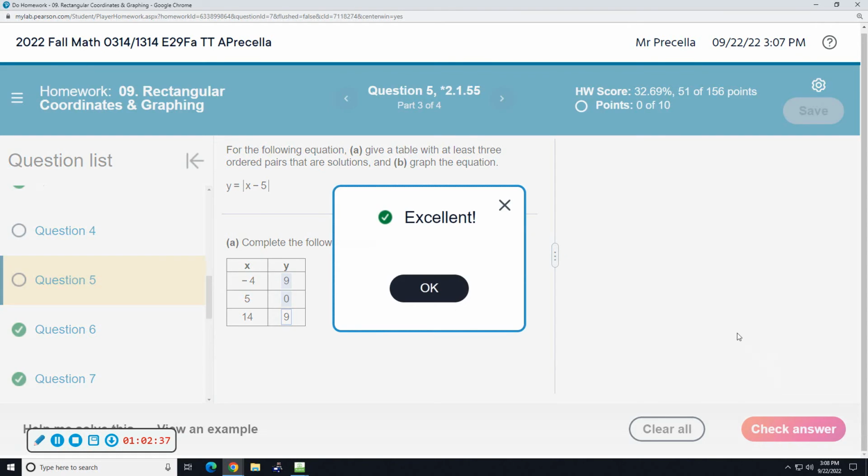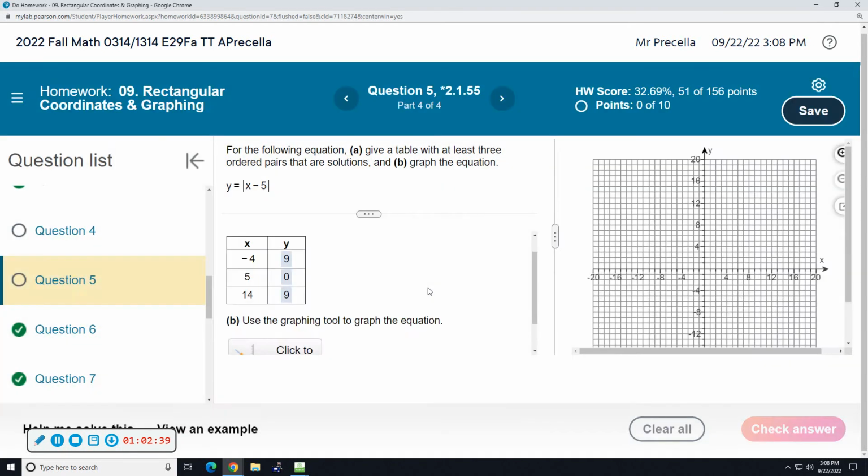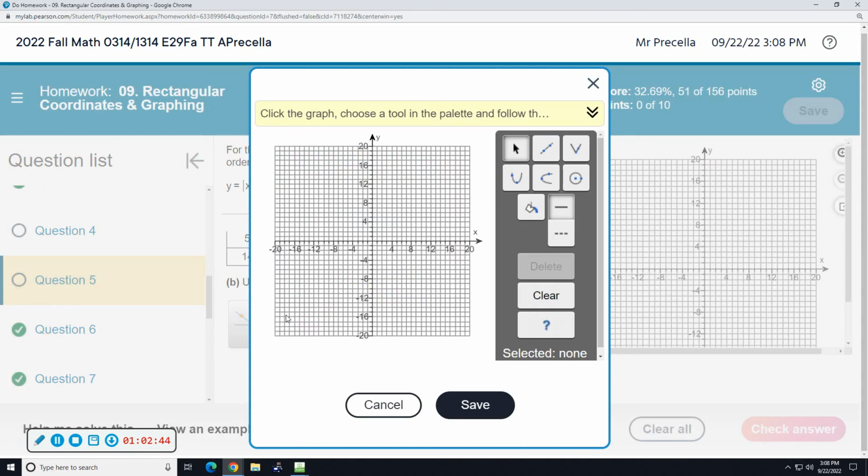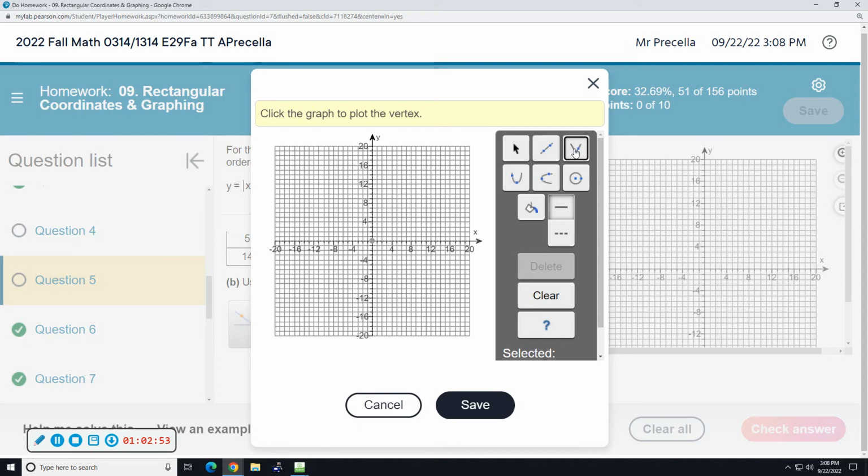Let's see. Now we're going to draw the graph. Click to enlarge. Okay, there's the absolute value tool. Notice it looks like a V. So you have to click the tool that you want. This is the only tool that we're going to have where the order in which you label the points matters. Click the graph to plot the vertex. They want the vertex first.